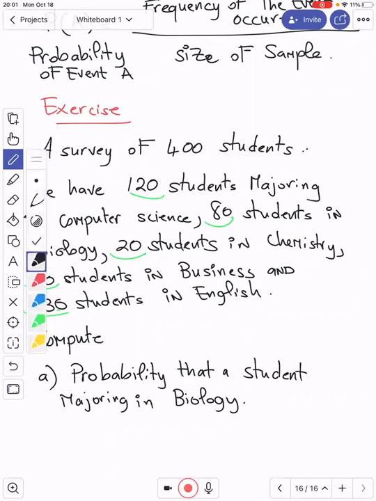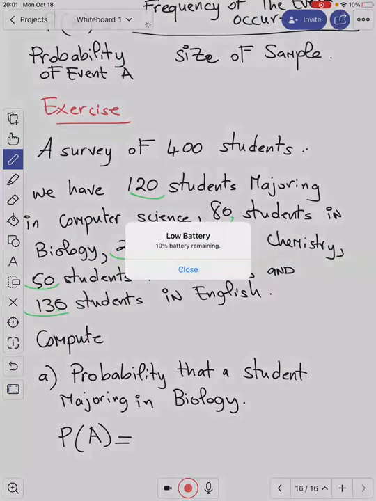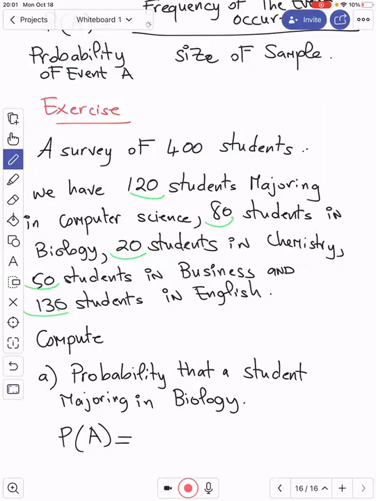As I said, the formula is the frequency of the event. When I say frequency, it means how many students we have majoring in biology. So how many students are majoring in biology? As you can see, there are 80 students majoring in biology. So that's the frequency, 80.